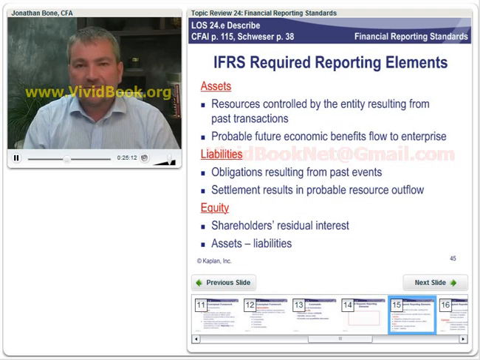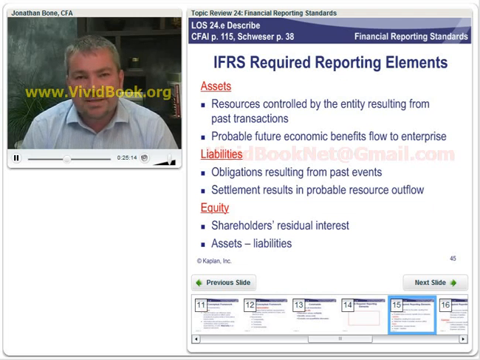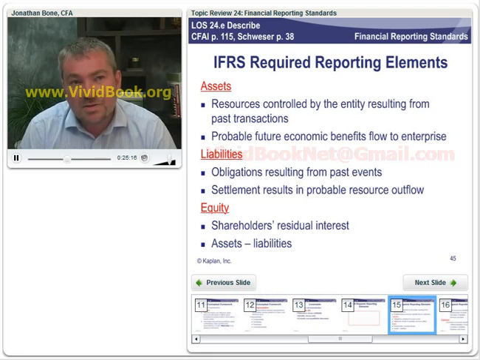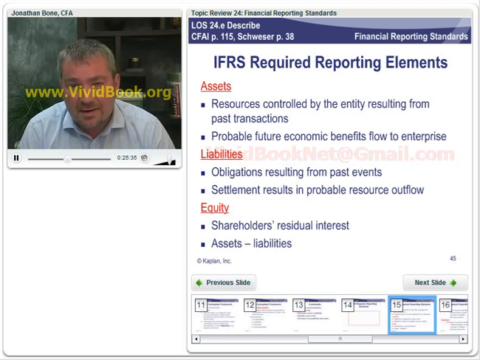So let's have a little look at our definitions, and really we're just taking that box that we looked at on the previous slide and talking about it in terms of the balance sheet. So assets, resources controlled by the entity resulting from past transactions. So let's take our accounts receivable again as a classic example. You sell some goods on credit. Okay, and in your balance sheet, in your current assets, we're going to see accounts receivable, trade receivables, representing how much your customers owe you.